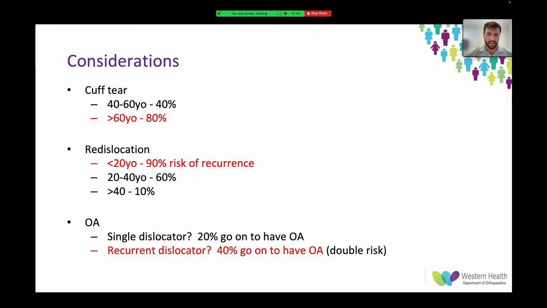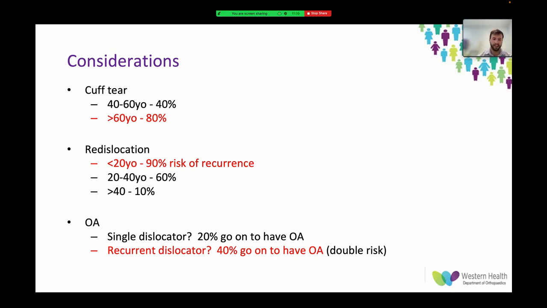Considerations when we're talking about instability, why do we do the things we do, revolves around these three main issues, and that's cuff tear, redislocation, and progression of arthritis. What we know is that in a patient age greater than 60, there is an 80% concomitant cuff tear rate, and this is about 40% in the 40 to 60-year-old group.